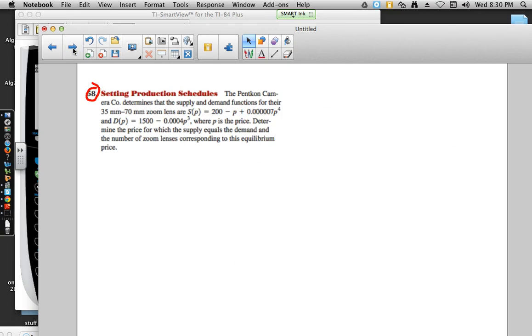Again, if you're looking at something saying, hey, I don't remember doing that by hand, then yeah, it's because we didn't. So we have the same thing, supply and demand functions. They're just changing this to make it zoom lenses.